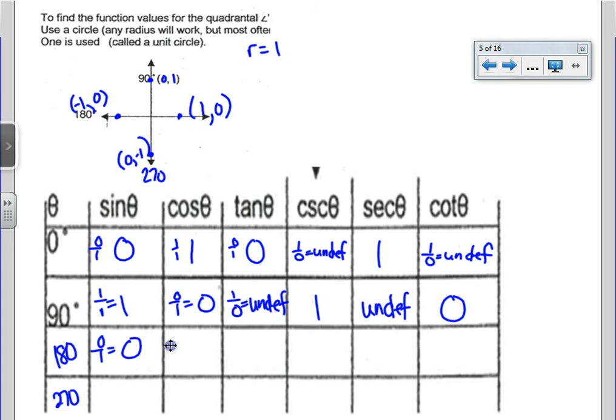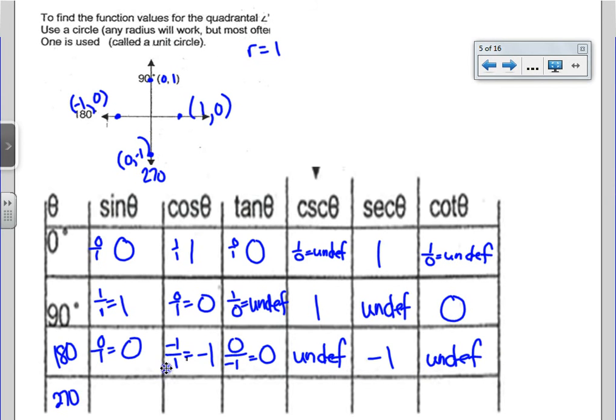Okay, cosine would be -1 over 1, x over r, which is -1. Now tangent would be y over x, which is 0. Cosecant, if I flipped 0 over 1, I'd get something with 0 in the denominator, so it's undefined. Secant flipped would be -1. So cosine flipped was secant, -1. And then cotangent is tangent flipped, which again is going to have 0 down in the denominator, so it's undefined. And again, I see this kind of zigzagging pattern.